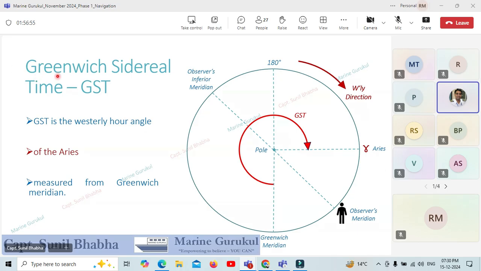Now, all these 6 definitions which we have seen, that is the local mean time, Greenwich mean time, local apparent time, Greenwich apparent time, local sidereal time and the Greenwich sidereal time. All these definitions, all these terms are used sometimes in the numericals based on time. So the questions which you will have coming in the paper will have these terms as reference.